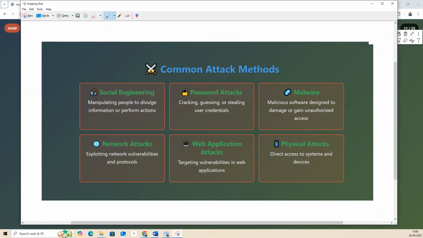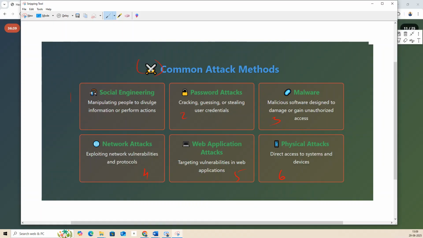All right. Now we are getting to the tactical level. You have met the players. Now let's understand their playbooks. These six categories represent the vast majority of cyber attacks you will encounter. Think of these as the fundamental attack patterns that everything else builds upon.